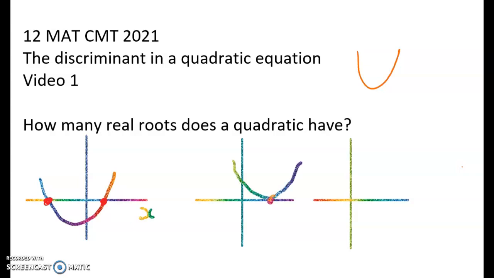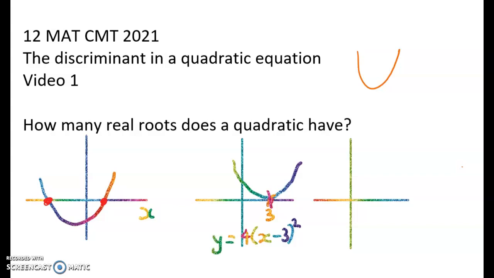For example, that might be at 3. And so the equation of this one could be x minus 3 squared, or it could be 4 times all of that. So that's our equation here.